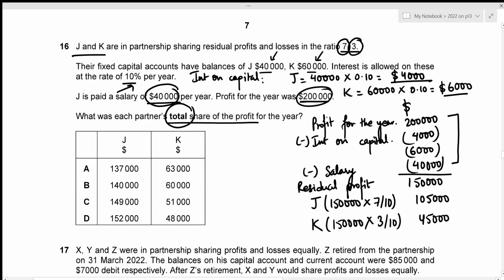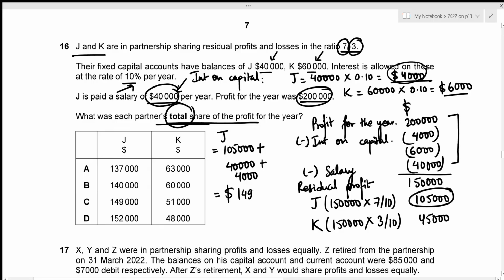But we need to figure out the total share of profit. So let's figure it out for J. We'll start with our residual profit of 105,000. Then J is also receiving the salary of 40,000. And he's also receiving interest on capital of 4,000. So that's plus 4,000. Now the total share of profit for J is going to be 105,000 plus 40,000 plus 4,000, which is 149,000.